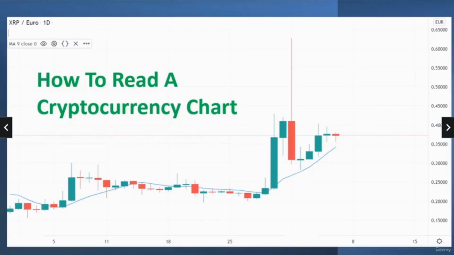In this lesson, let's learn in detail how to read a cryptocurrency chart. It's going to be one of the foundations of how we're going to evaluate different cryptocurrencies and decide whether we want to buy or sell, or different parts of trading.